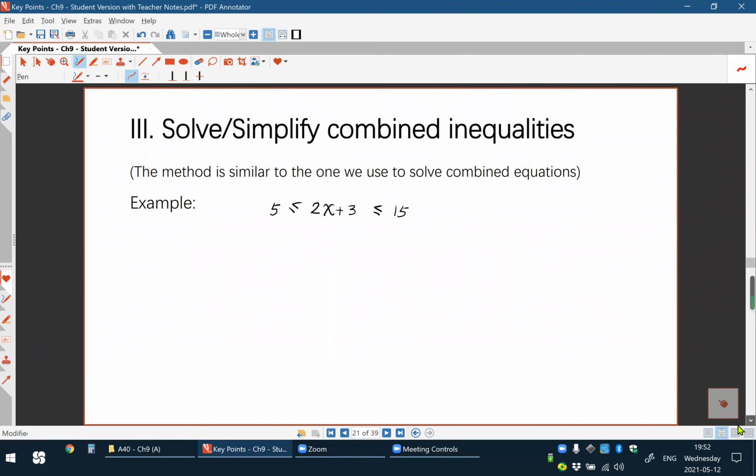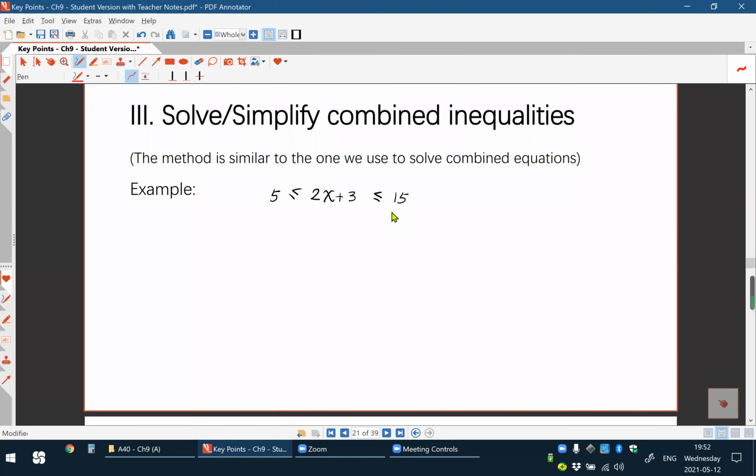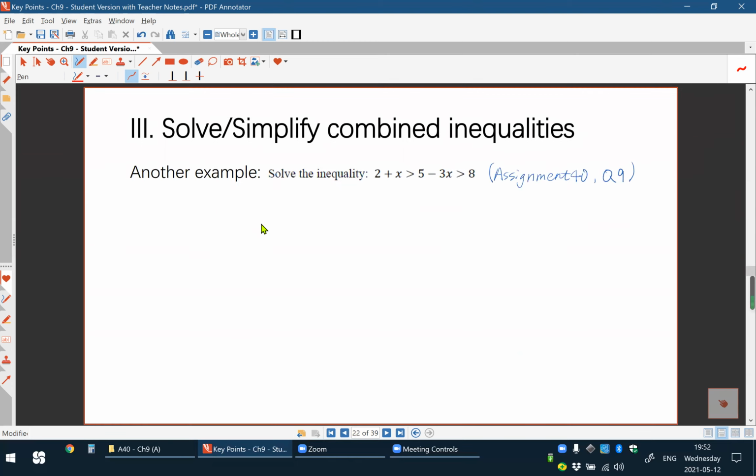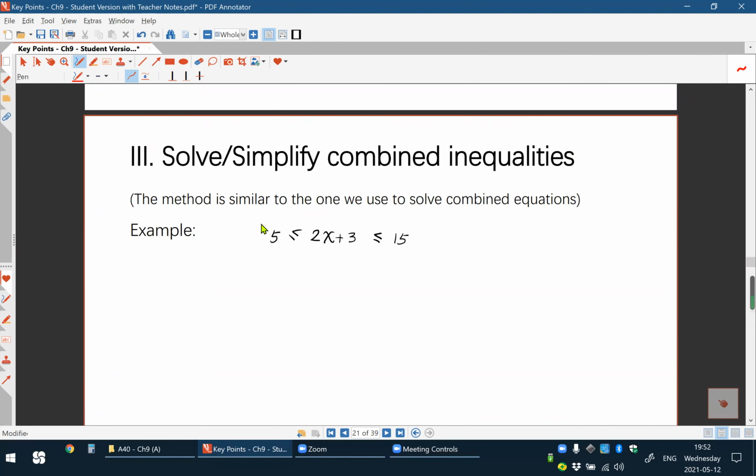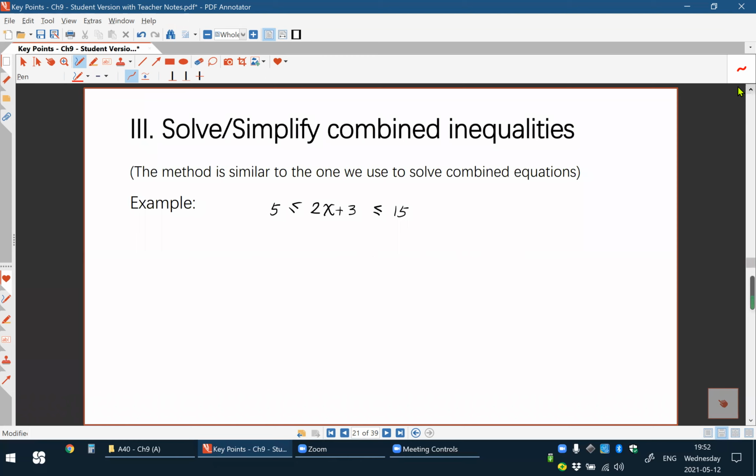Okay, and the third part is how do we solve or simplify combined inequalities? Again, I'll give you an example, and then I'll leave some of the practices for you to solve after this class. So first example, this is a combined inequality. The method is actually similar to the one we used to solve combined equations. So we have two methods to solve these combined inequalities.